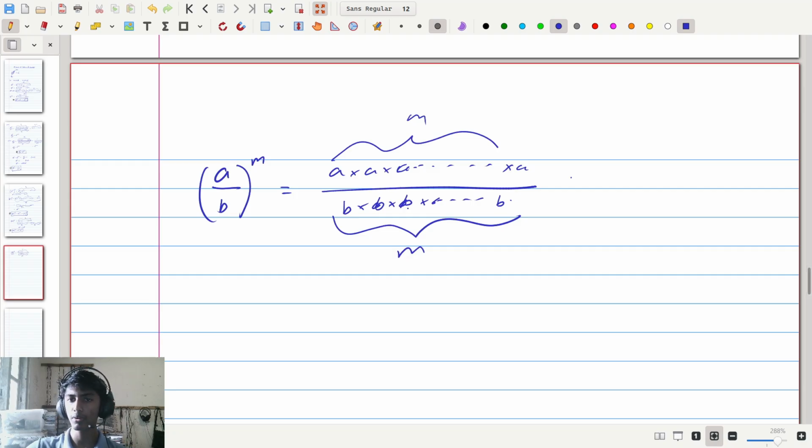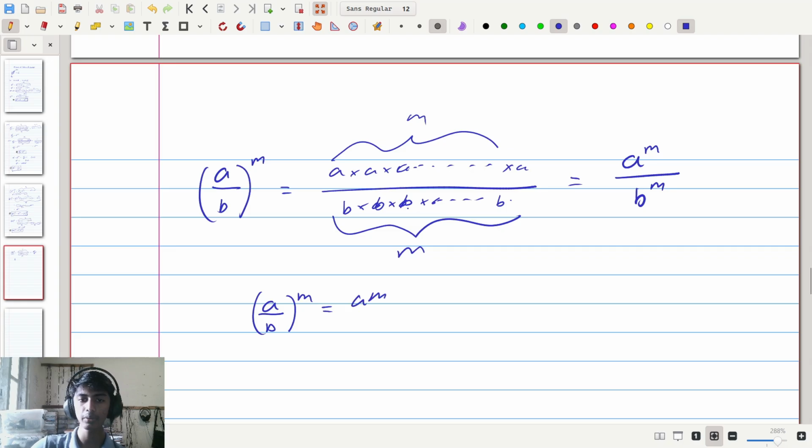So m number of a's, we have a meaning for that, we have a symbol for that. If we have m number of a's multiplied by themselves, that's just a to the m. Divided by m number of b's multiplied together, that's just b to the m. So we can expand a fraction like this as well. You can say a divided by b to the m is equal to a to the m divided by b to the m. Again, you can of course find some kind of use case for this. It depends on the question.